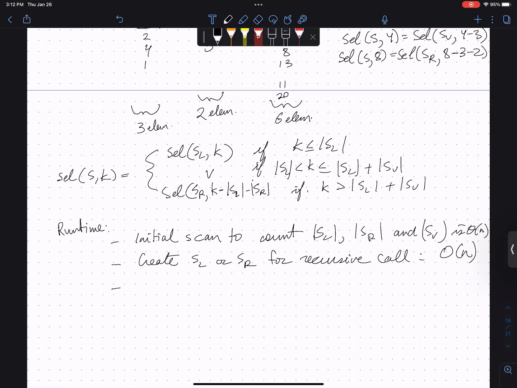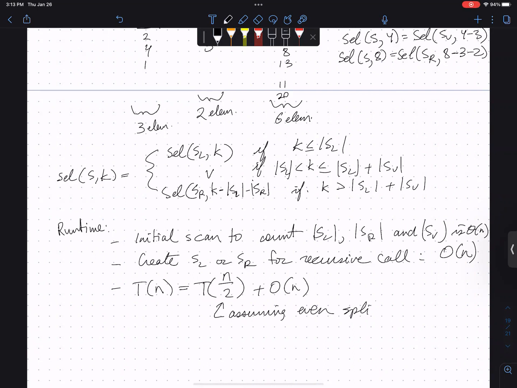Now, the question is really, what's the size of our recursive call? What's the size of SL and SR? We only make one recursive call, so it's just T of something plus O of n time. Intuitively, it'd be great if we have an even split, or the half that we recurse to is even less than n over 2. If that's the case, then we can put n over 2 here, assuming an even split. If it's an even split, then no matter which side you go to, you decrease your size by 2.